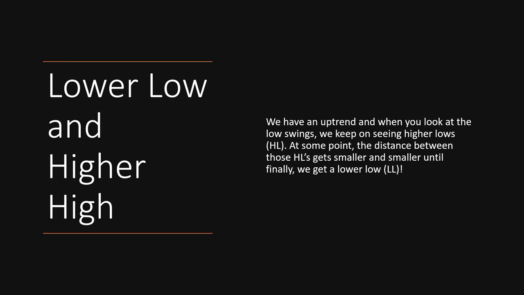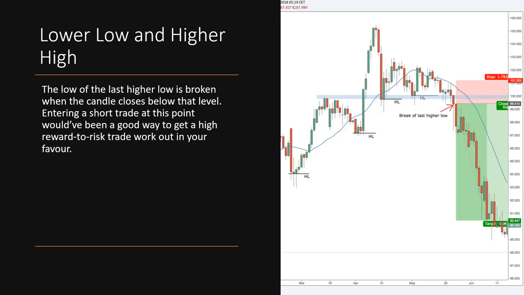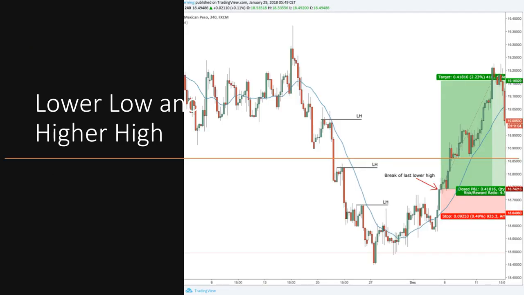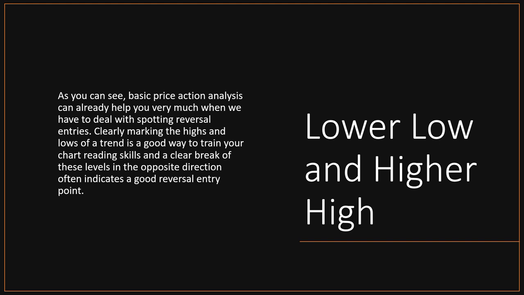So we have an uptrend, and you can keep on seeing higher lows, and at some point the distance between those higher lows gets smaller and smaller until finally you get a lower low and use that for your entry point. Of course, it also works in the opposite way. Everything works for going up or going down.